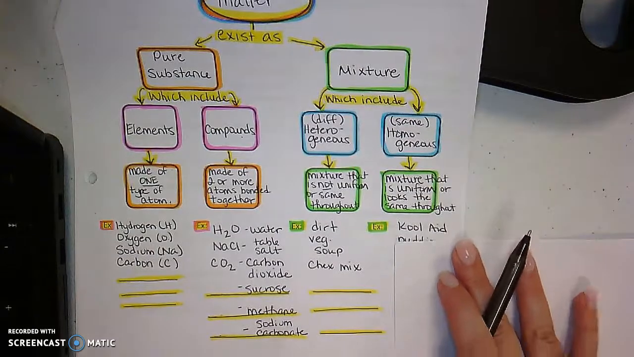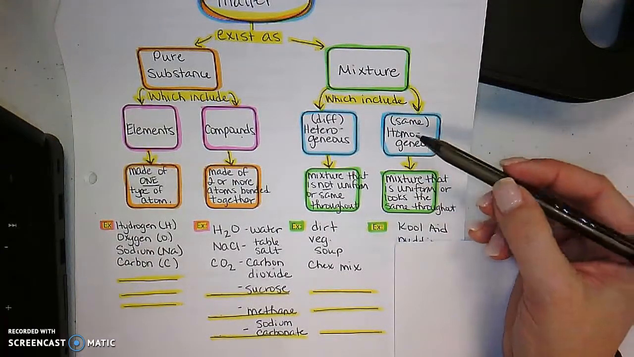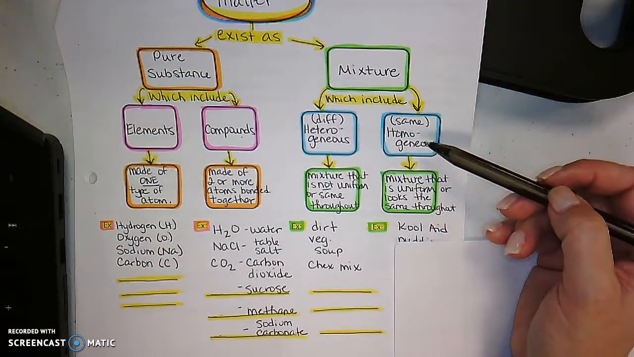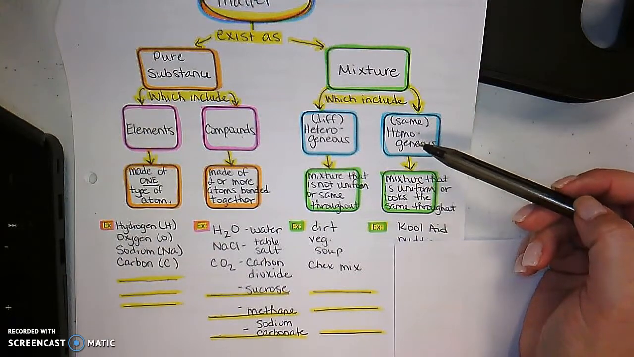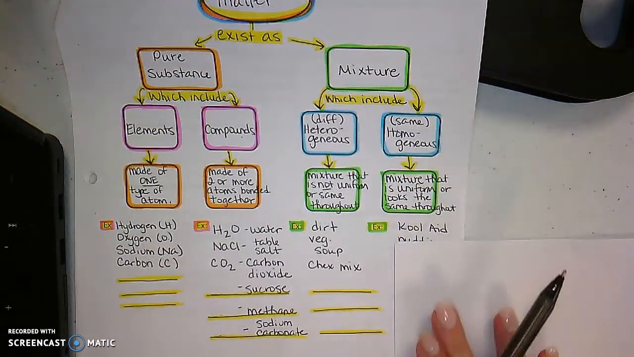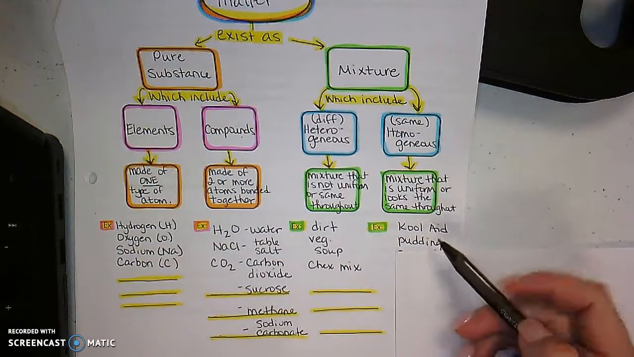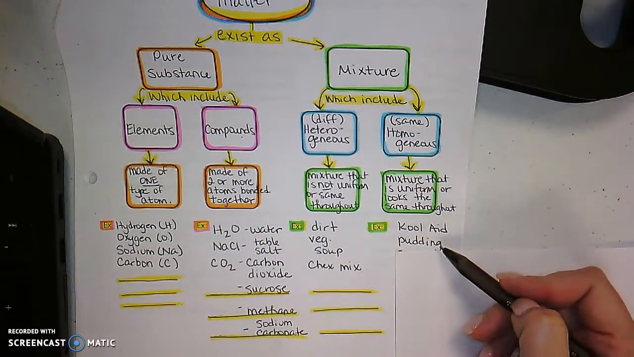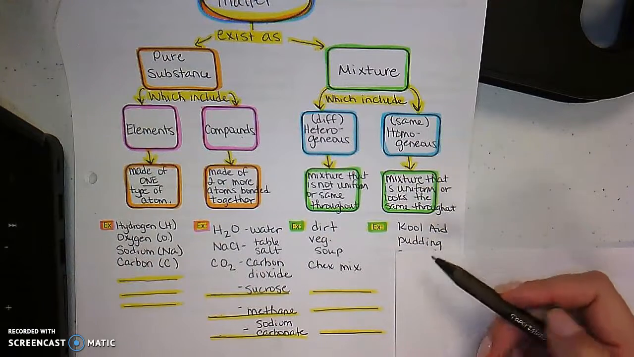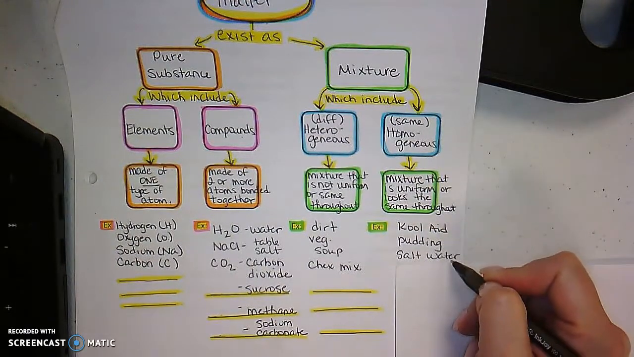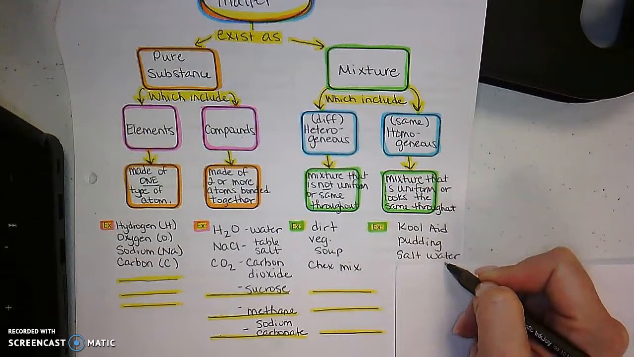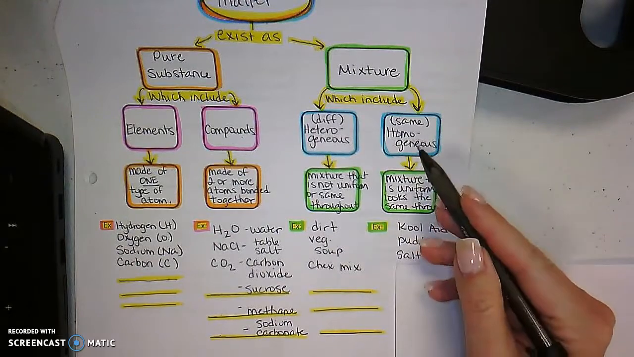You may have even seen the word homogeneous or homogenized on milk. That was something that in the process of milk they did to keep the fats from separating back in the day. Pudding is a homogeneous mixture. You get pudding cups at lunch or Jell-O. Every spoonful should be the same. Salt water. If you take salt and water and mix them together, then it should be a homogeneous mixture.